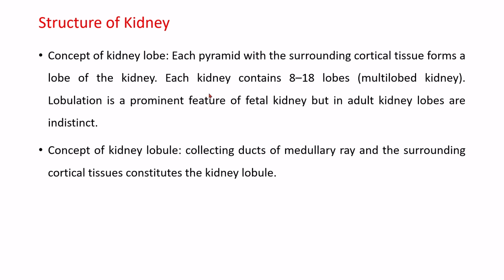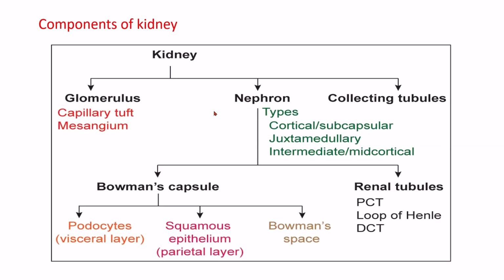Now the kidney lobe. Each pyramid with the surrounding cortical tissue forms a lobe of the kidney. Each kidney contains 8 to 18 lobes. Lobulation is a prominent feature of the fetal kidney, but in the adult kidney, lobes are indistinct. For the kidney lobule, the collecting ducts of the medullary ray and the surrounding cortical tissue constitute the kidney lobule. The kidney has the glomerulus, that is the capillary tuft, and the mesangium. There are three types of nephron: cortical or subcapsular, juxtamedullary, and intermediate or midcortical, along with the collecting tubules.